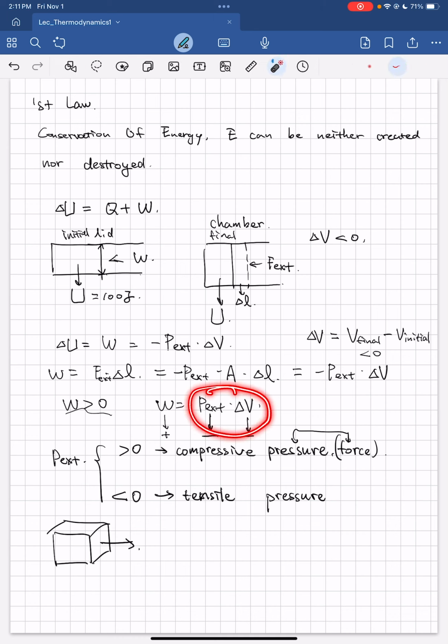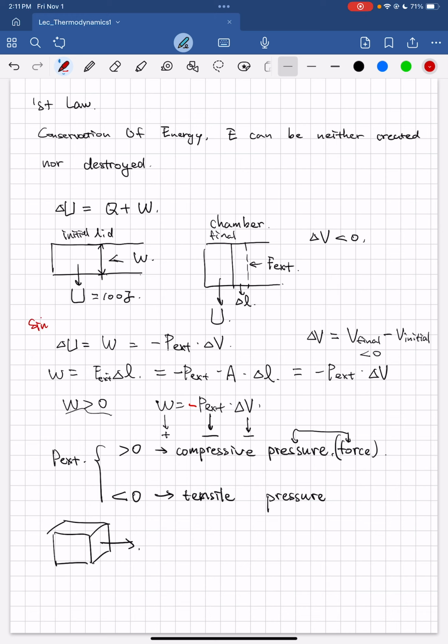Okay, so back to this situation. Now, in order to make this plus, you have to add a minus here. Okay, it's just that simple. That's why there's a minus here. So this is the sign convention. Same logic goes for Q, which is heat.